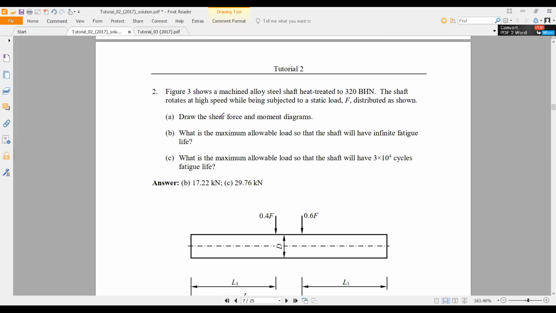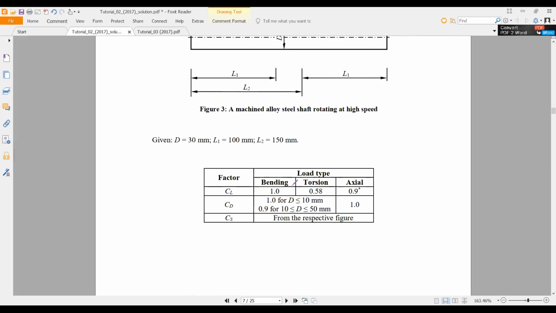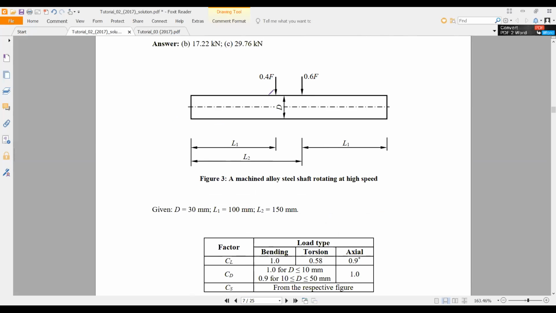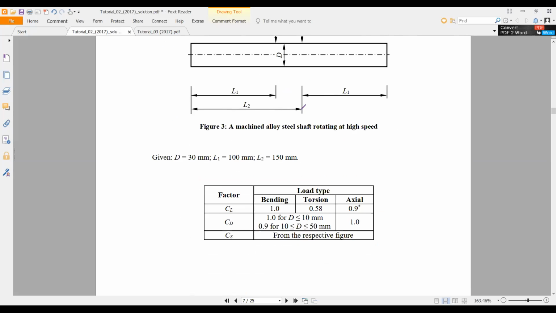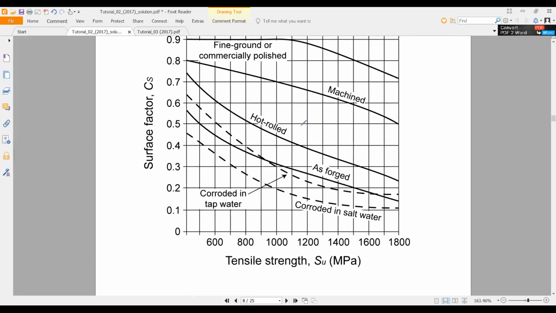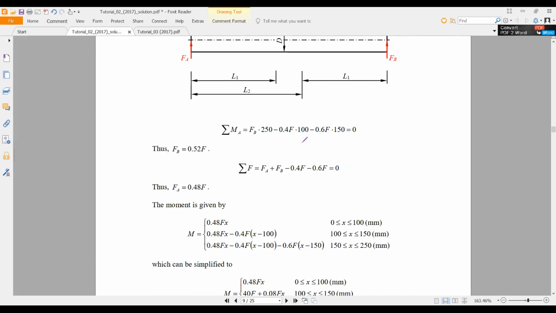So the second question, I will briefly explain that one. Okay. So draw the shear force diagram. I am not going to read this question. Okay. And what is the maximum load and what is the maximum load for this number of cycles? So in a similar manner, two loads are there now. So you have 2 weak points now. You need to find out which one is significant now, using the bending moment diagram.